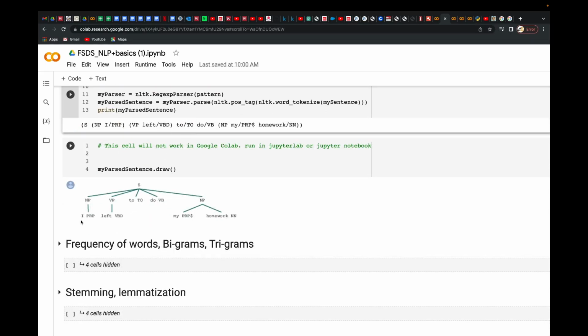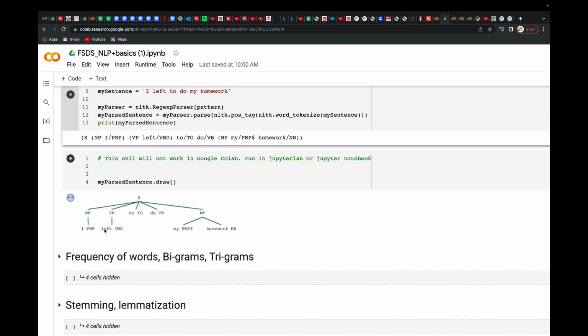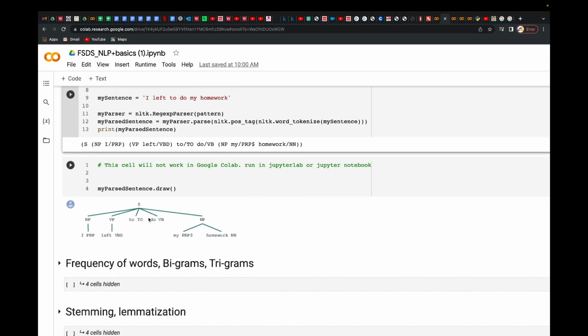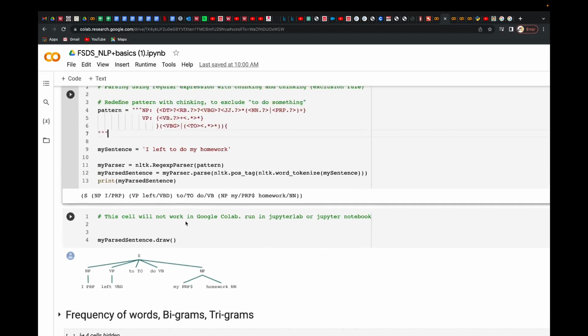So over here you can see that after the chinking, I left is here, but to do is actually taken out. It's not given any part of speech over there, it's just left in the parent sentence. But you see that the rest of them were given a tag, or part of speech tag, which is noun phrase and then verb phrase respectively. And we have the noun phrase for the rest of them, my homework. But the to do has been chinked out.